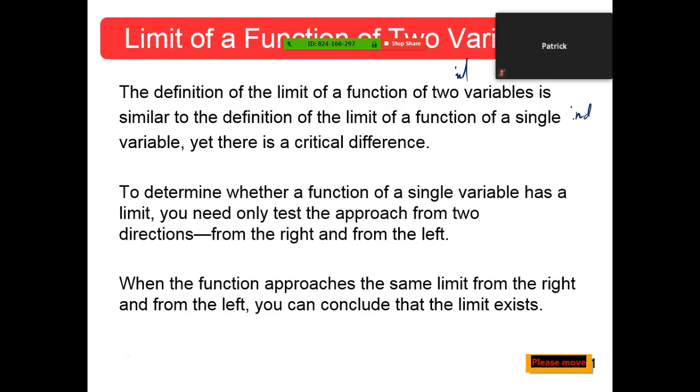Here's the difference. To determine whether a function of a single variable has a limit, you need only test the approach from two directions, from the left or from the right. And remember, we did that. The limit had to exist from both directions. When the function approaches the same limit from the right and left, you conclude the limit exists.